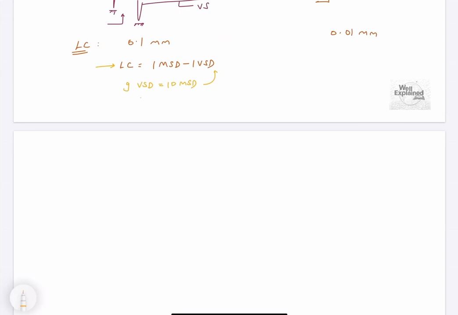So how do you solve this? If 9 VSD equals 10 MSD, then how much is 1 VSD? It's just like asking, you have 10 toffees with you and it costs 100 rupees when you buy them. So if 10 toffees cost you 100 rupees, then how much does one toffee cost you? 10 rupees. Similarly, if 9 VSD equals 10 MSD, then 1 VSD is nothing but 10 by 9 MSD. You get it?